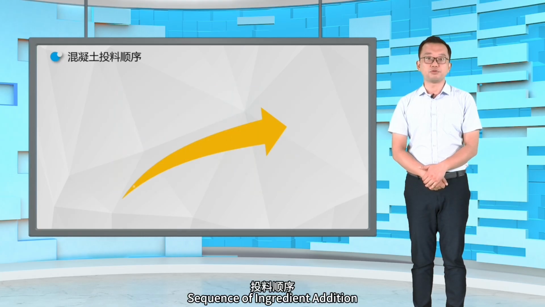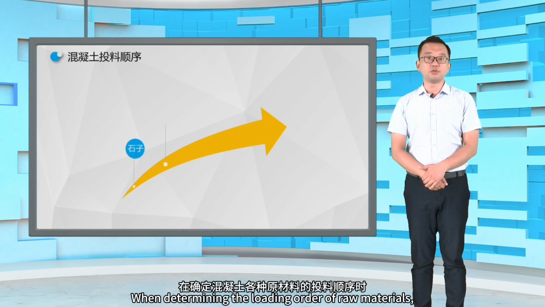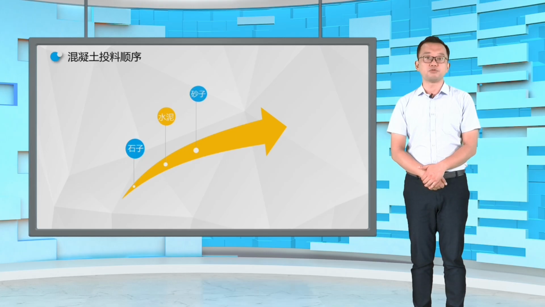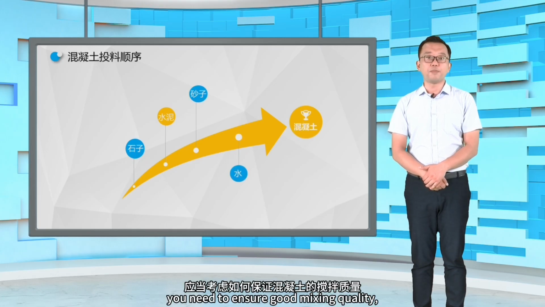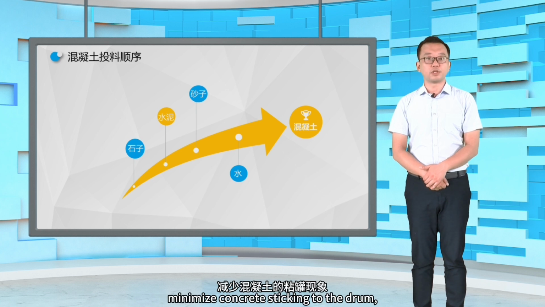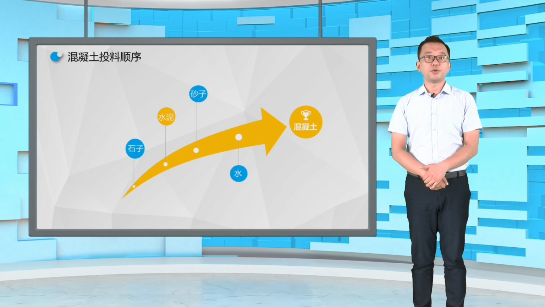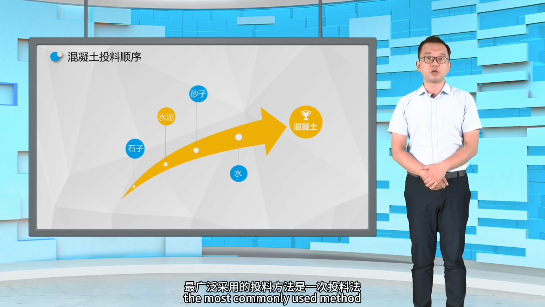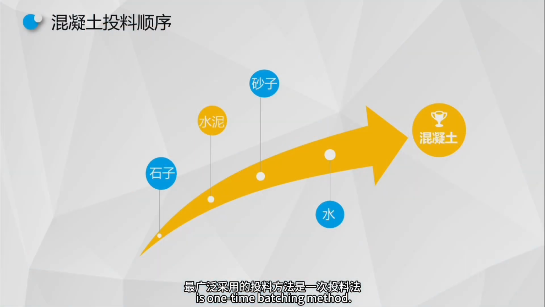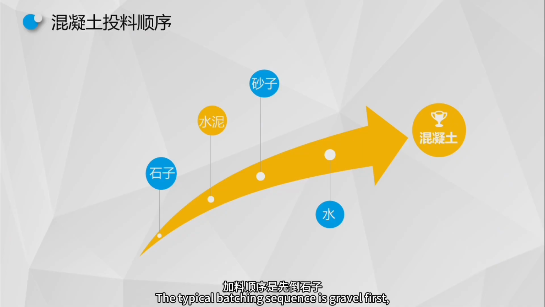Sequence of ingredient addition. When determining the loading order of raw materials, you need to ensure good mixing quality, reduce equipment wear and cement dust, minimize concrete sticking to the drum, and improve efficiency and reduce energy consumption. Currently, the most commonly used method is the one-time batching method. The typical batching sequence is gravel first, then cement, and finally sand.